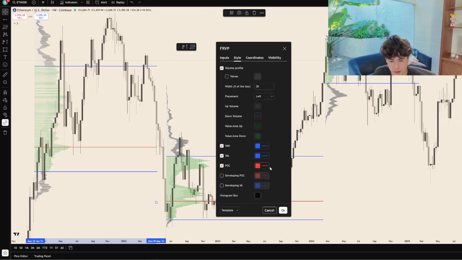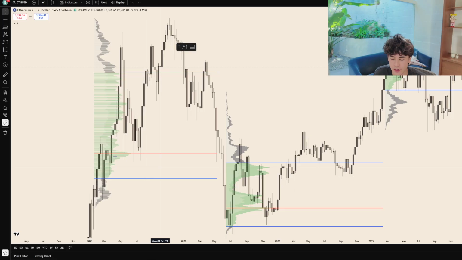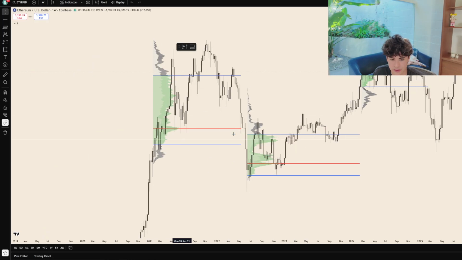This is called the point of control, this red line, and the two blue lines are the value area high and value area low. So in between the value area low and value area high is where the majority chunk of all the volume in whatever you're looking at is being traded. The point of control is where the most volume is being traded, out of any specific point within this volume profile. At the point of control, you can expect a lot of consolidation. There's going to be a lot of buyers and sellers there, and price is going to usually consolidate in those areas.